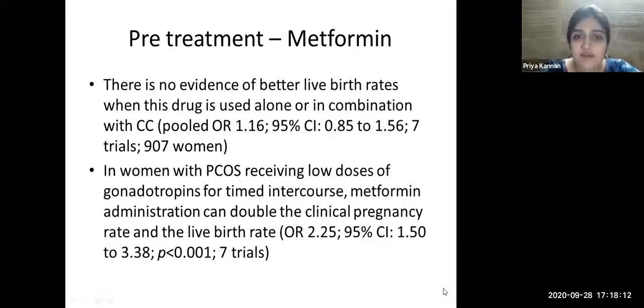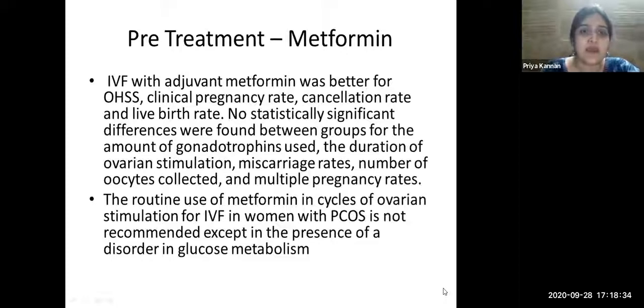The next most common pre-treatment that we have been doing forever is metformin. Now, there is no evidence of better live birth rate when metformin is used alone or in combination with clomiphene citrate. However, when metformin is used along with gonadotrophins, it happens to double or at least increase the clinical pregnancy rates and the live birth rate. Metformin as an adjuvant in IVF had a better prognosis in OHSS, an increased clinical pregnancy rate, a lower cancellation rate and a higher live birth rate.